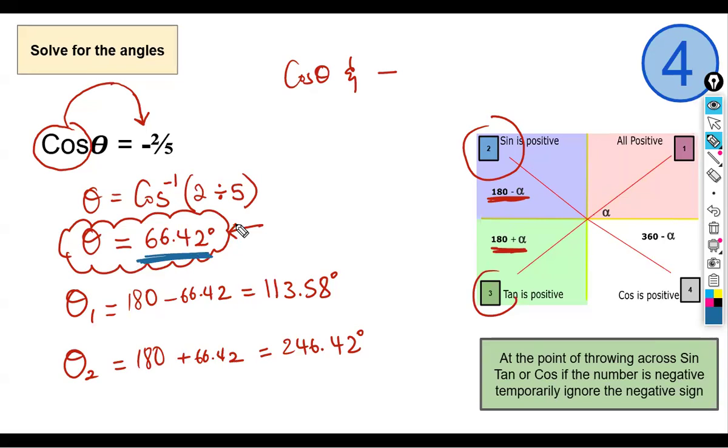Well, when it's negative, the basic angle will not be an answer. You just use it to get the other two answers. All right. So let's get ready to move on to the next question.